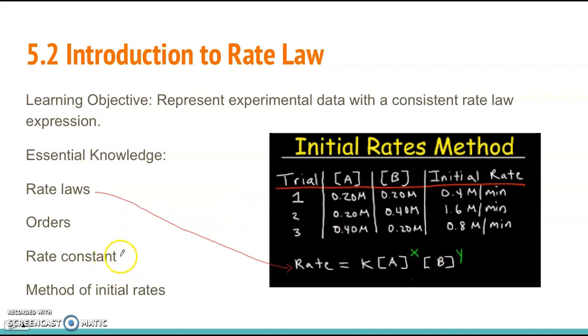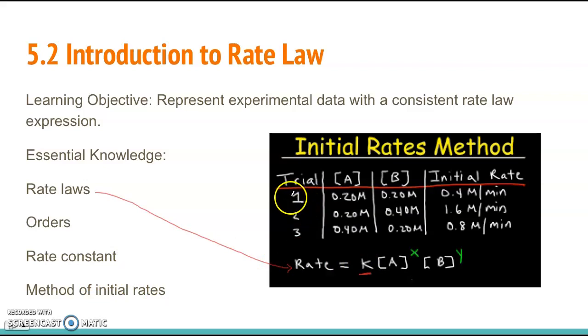And then you also have the rate constant. The rate constant is k. And once we know what x and y are, we can take data from any trial and plug that in, and we can solve for the value of k. Okay, so the method of initial rates.